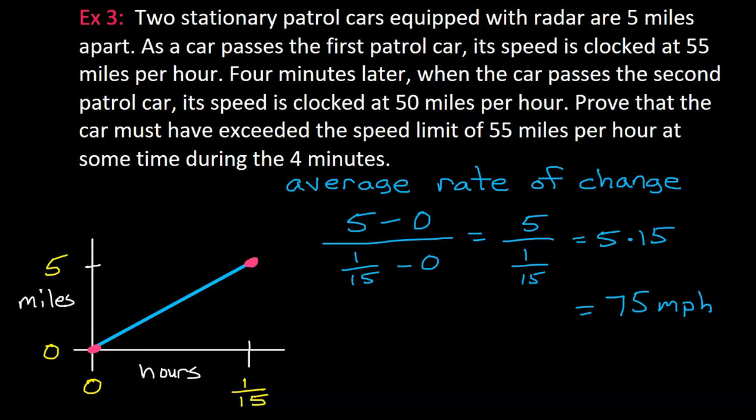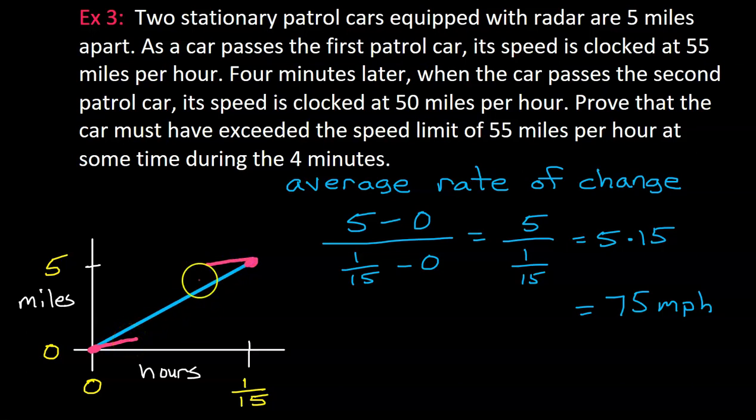Remember that the slope of this position function is the speed of the car. And this segment that we've drawn is the average speed of the car. When the car passed the first patrol car, it was going 55 miles per hour. So the slope at that point was less than this. When the car passed the second patrol car, again, the slope was less than this. It was only going 50 miles per hour. So the slope at the end of the journey is going to be less.